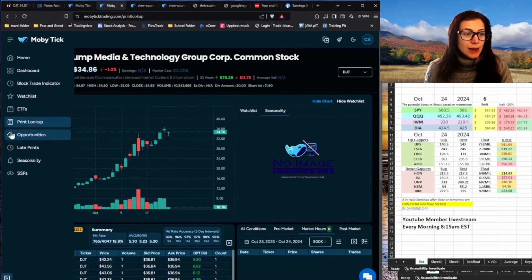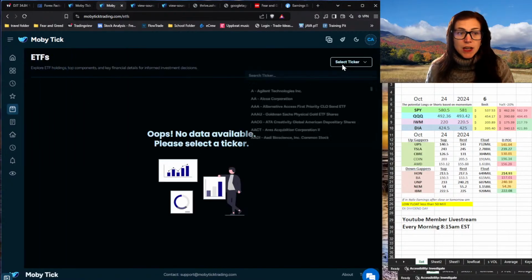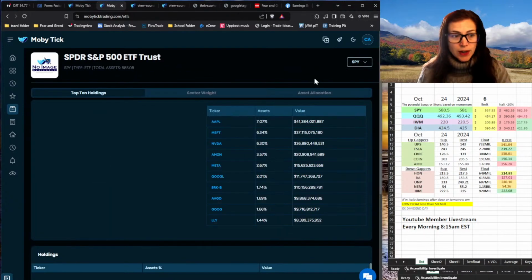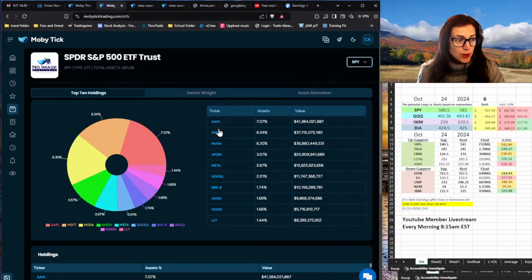Okay, so you know what? It's not all about individual stocks. Some people love ETFs. So let's look at, for example, the SPY, right? Let's look at the SPY ETF. Oh, look, we've got these top holdings in it. We can see Apple, Microsoft, Nvidia, Amazon. Well, let's check out Meta, right? Meta is 2.6% of the SPY ETF.